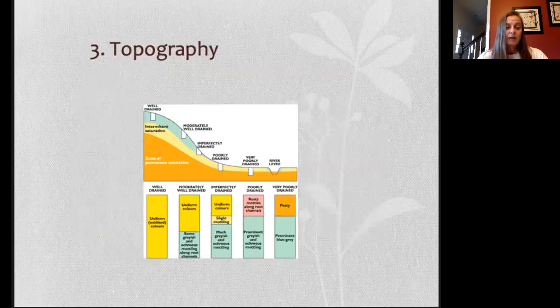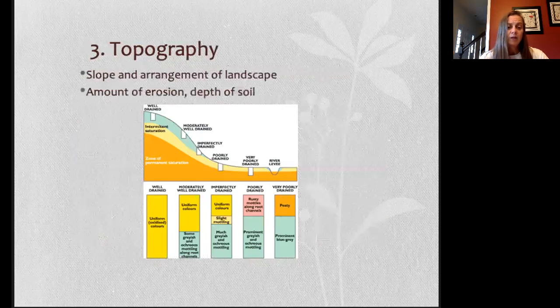Okay, so topography obviously is going to have a significant impact as well. Up near the top of a hill, if it's well drained, that's going to increase the quality of the soil. Down at the base, we're going to have much higher erosion, and the soil is going to be much less deep, and therefore it's going to be less productive soil.